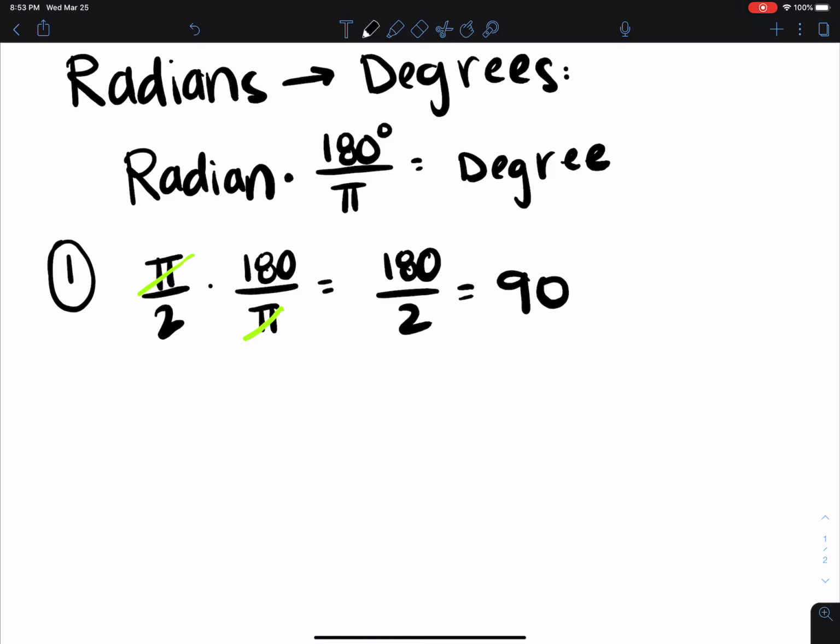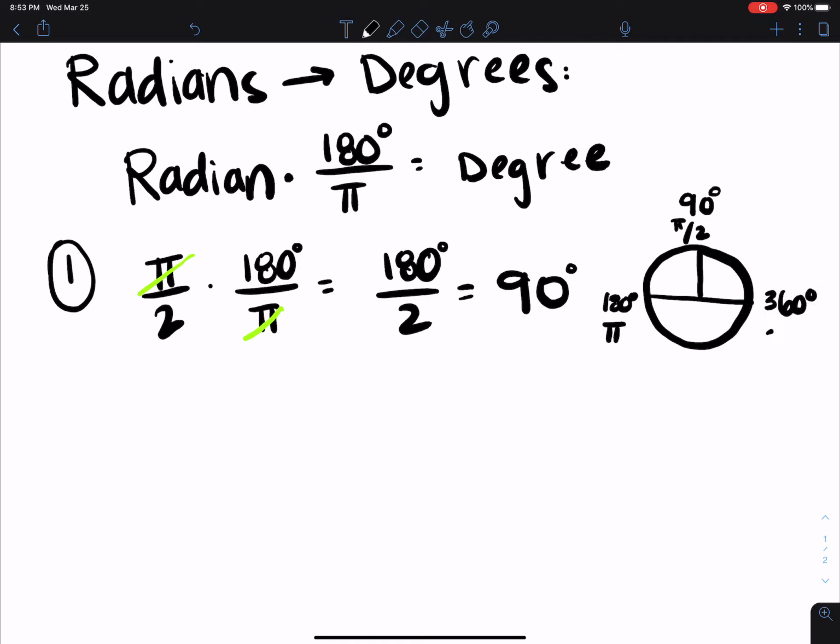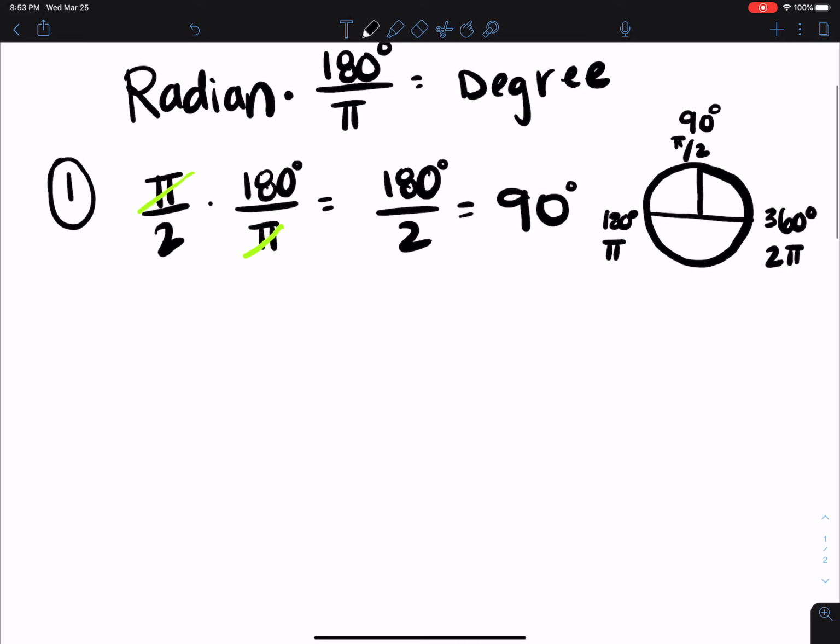And if you think about a circle, half of a circle, that's 180 degrees, or we just said that it was pi. So if we take that and divide it in 2, that would be 90 degrees, or pi halves. So we have 90 degrees and pi halves, that's the same thing. 180 degrees and pi, that's the same. 360 degrees and 2 pi, those are the same, they're just in different units.